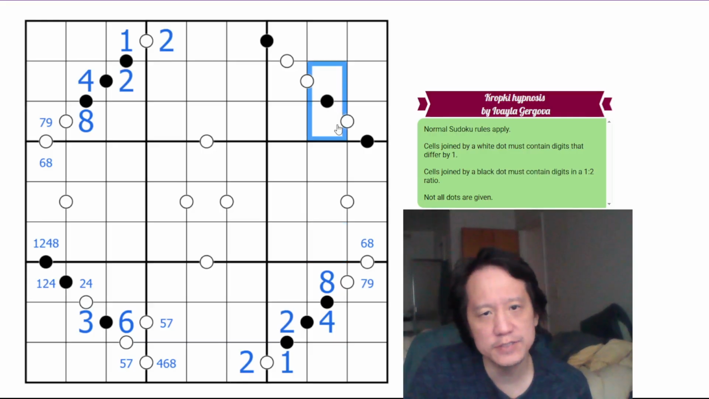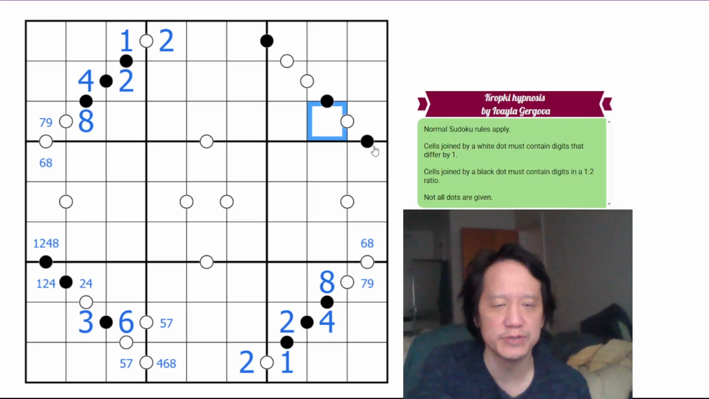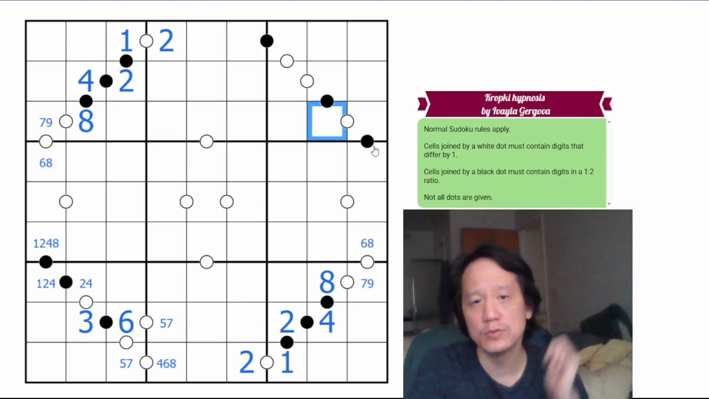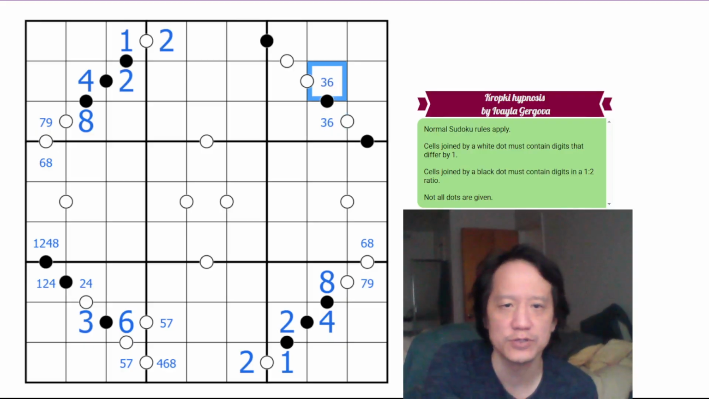This pair is either 3, 6, or 1, 2, because we're missing 4 and 8 as possibilities because of the 4, 8 in the column. Well, if this is 1 and 2, this would have to be 1, but that's consecutive with another digit, which would only be 2, which is not possible. So this cannot be 1. Therefore, this is a 3, 6 pair also here.